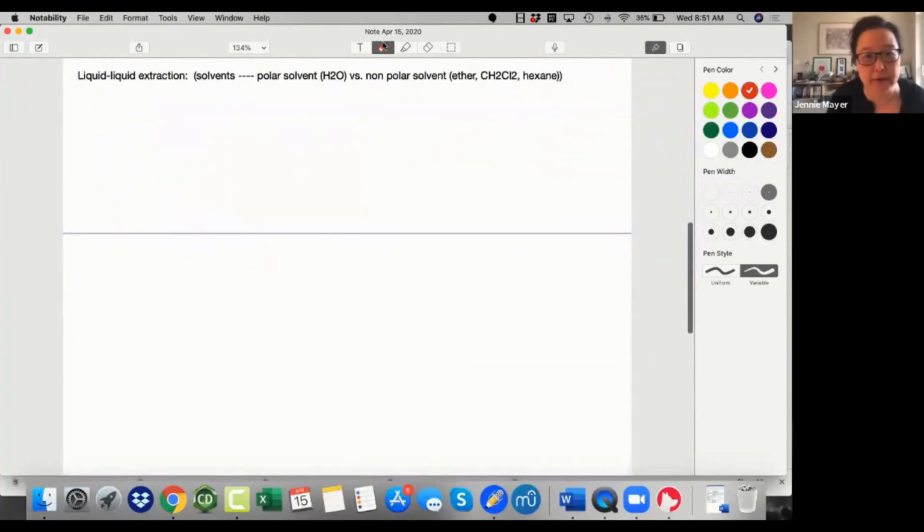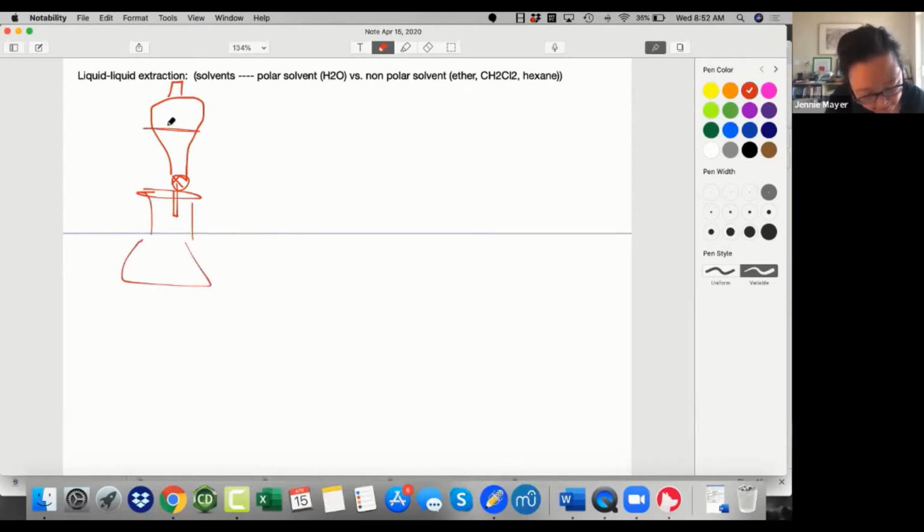Usually we use a separatory funnel. Some of you used one last quarter, and some of you stayed away from it because sometimes the valve opens up and it's a real pain to deal with. Here's my separatory funnel. Or you could use a centrifuge tube or a test tube and see the two different layers. In this separatory funnel, I've got my liquid with the two layers.